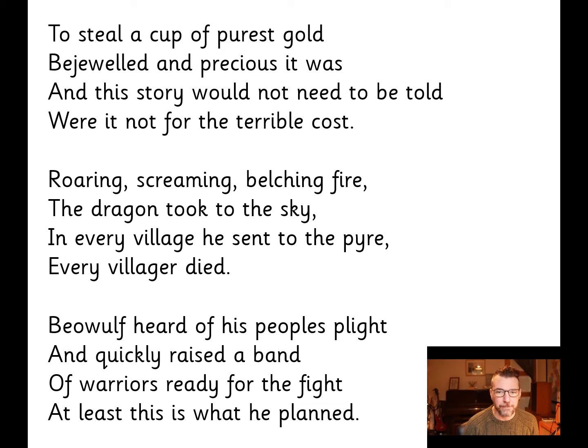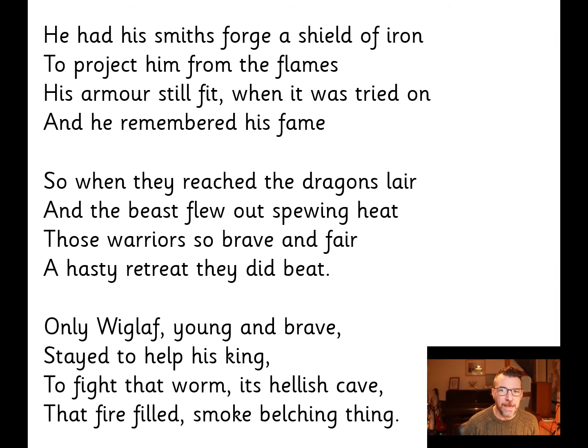Roaring, screaming, belching fire, the dragon took to the sky. In every village he sent to the pyre, every villager died. Beowulf heard of his people's plight, and quickly raised a band of warriors ready for the fight. At least this is what he planned. He had his smiths forge a shield of iron to protect him from the flames. His armour still fit when it was tried on, and he remembered his fame.